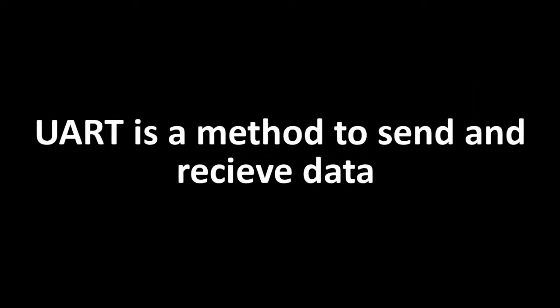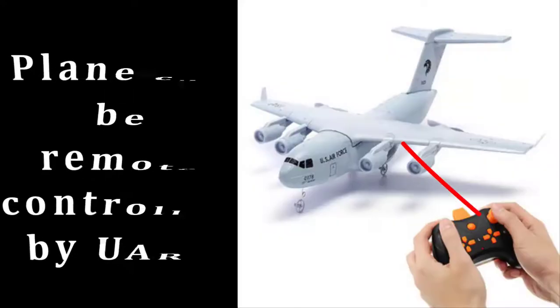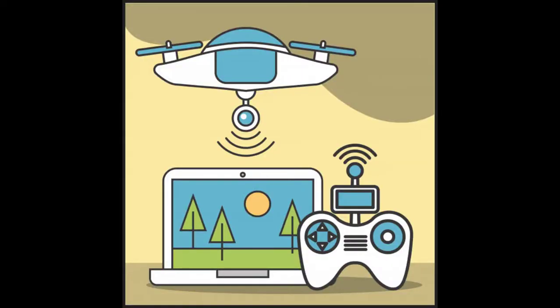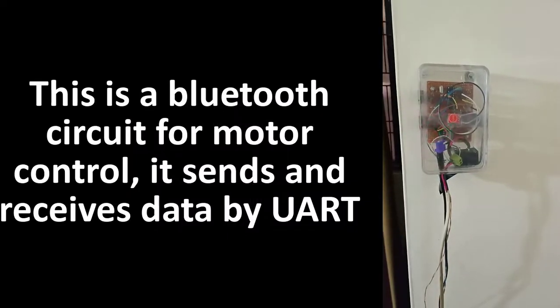Today we will see what is UART. UART is a method to send and receive data between two devices or circuits. For example, this remote control is a circuit and there is a circuit in an aeroplane. These two circuits can communicate using UART. Other than this, you can develop a device and communicate it with your laptop or with any other device. For example, you develop a drone, you can control it by your laptop.